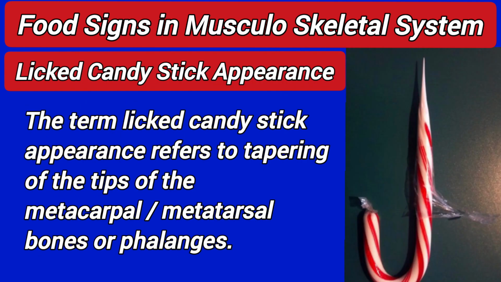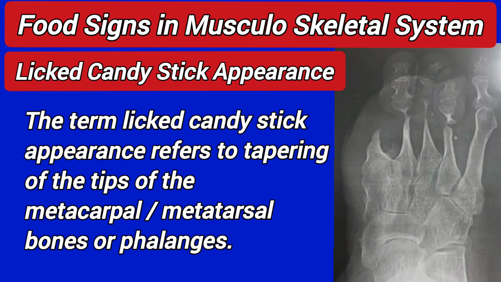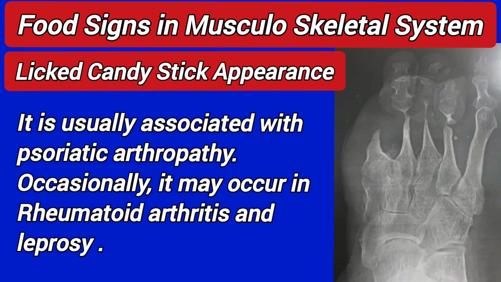Licked candy stick appearance. The term licked candy stick appearance refers to tapering of the tips of the metacarpal, metatarsal bones or phalanges. The tapered bony tips resemble licked candy. It is usually associated with psoriatic arthropathy. Occasionally, it may occur in rheumatoid arthritis and leprosy.